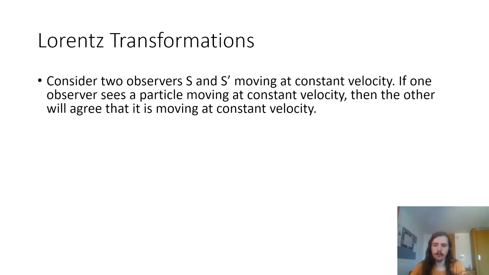So if we consider two observers, S and S prime, moving at a constant velocity, if one observer sees another particle, so a particle that is neither S nor S prime, moving at a constant velocity, then the other one will agree that it's moving at constant velocity. So the reason for this is if the particle is subject to no external force, both observers will agree on that, and so therefore they will both agree that the particle is moving at constant velocity.